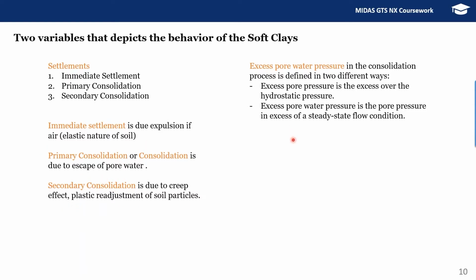And when it comes to excess pore water pressure, it can be defined as the water pressure which is in excess of the hydrostatic pressure, or a pore pressure in excess of a steady state flow condition. So any pressure which is higher than hydrostatic pressure is called excess pore water pressure, or simply excess pore pressure.